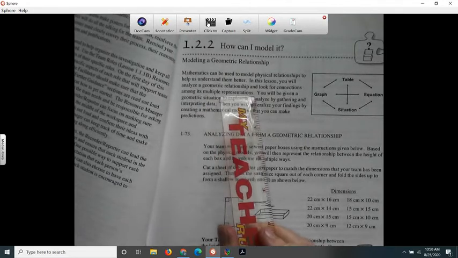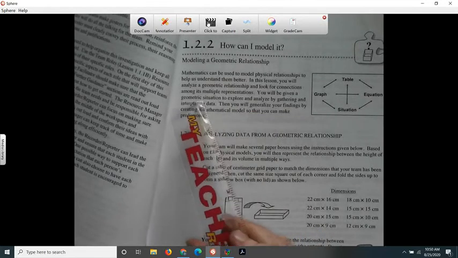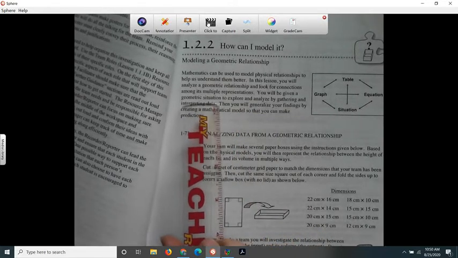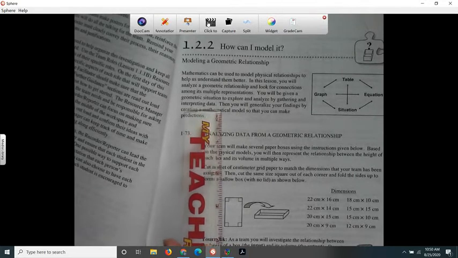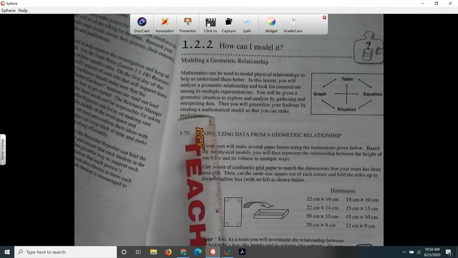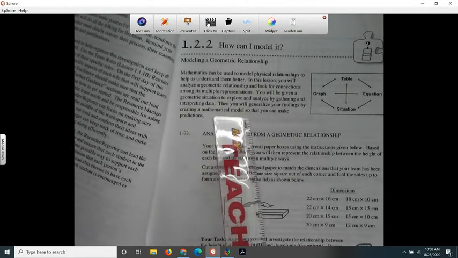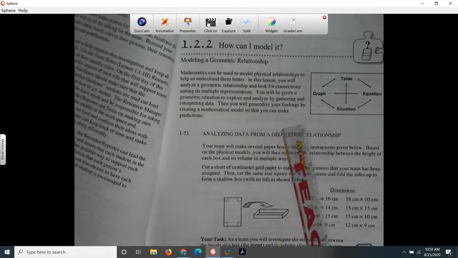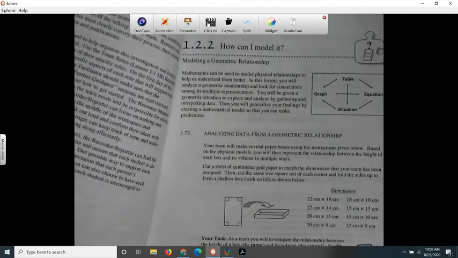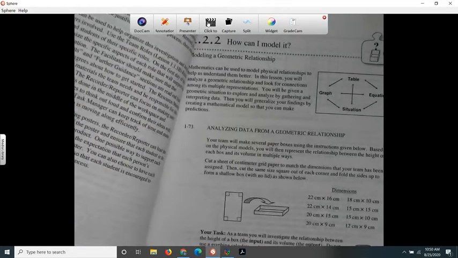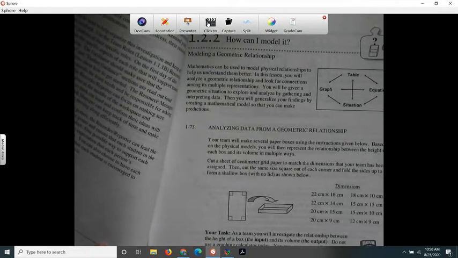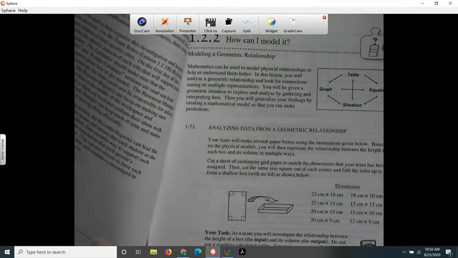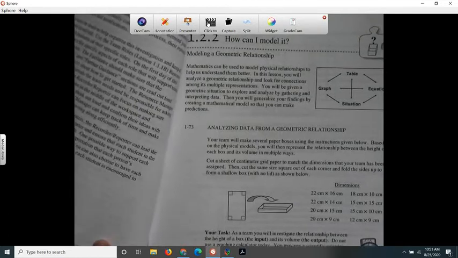You will be given a geometric situation to explore and analyze by gathering and interpreting data. Then you will generalize your findings by creating a mathematical model so that you can make predictions. So that's kind of what we've been learning about since school started: why is math important? How can we use math in the real world to actually model something?